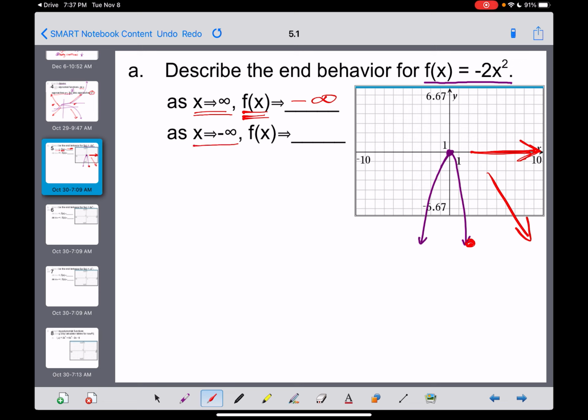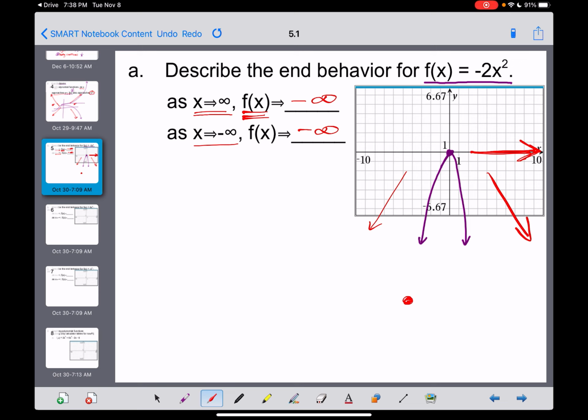How about as we move the other direction now? As x approaches negative infinity, so I'm moving this red dot from right to left, our y value is approaching. Is it going up or down? It's going down again. So y approaches negative infinity as well, because we're moving down on the left also. So that's your first end behavior problem.